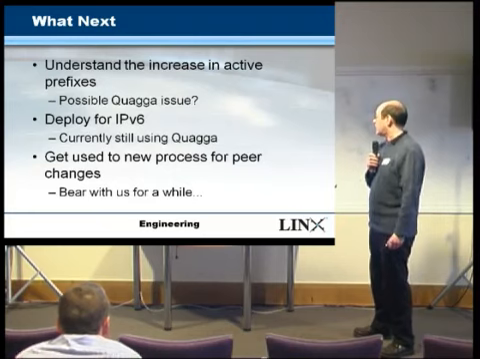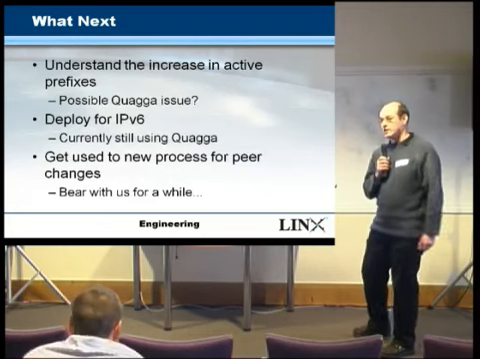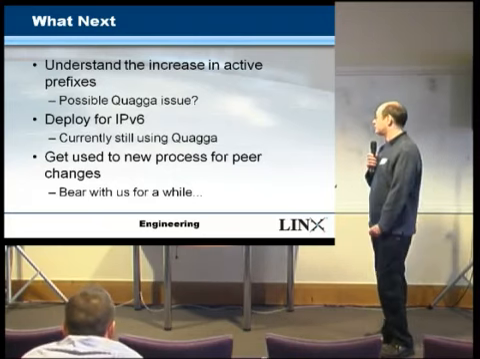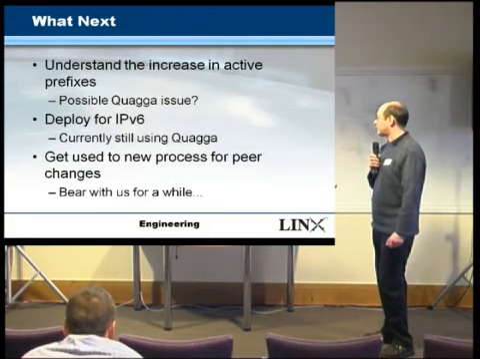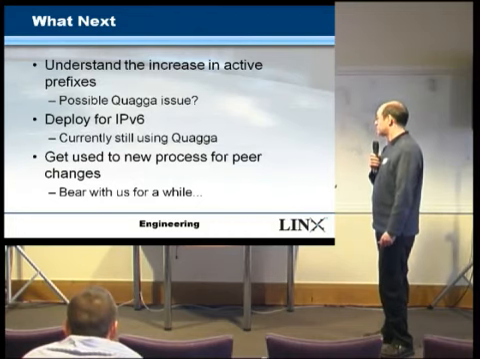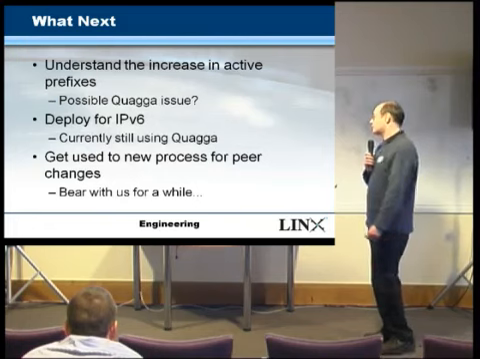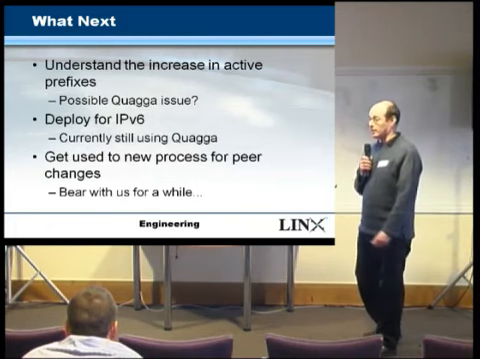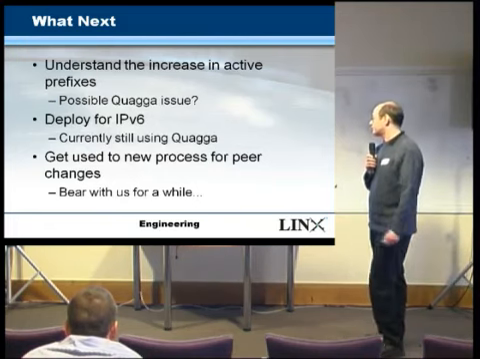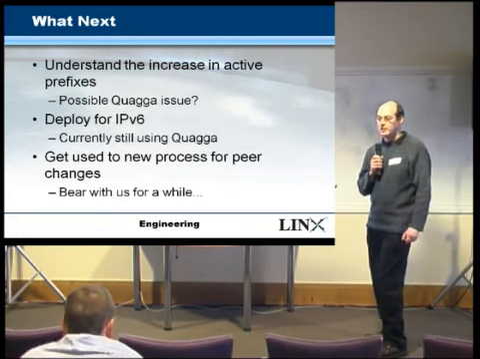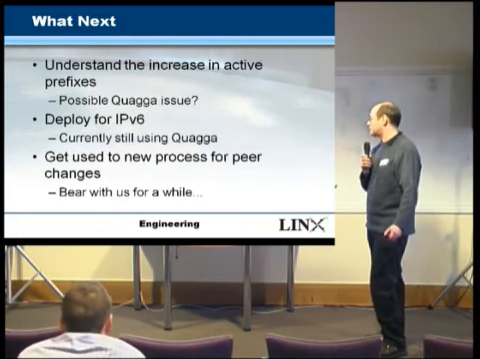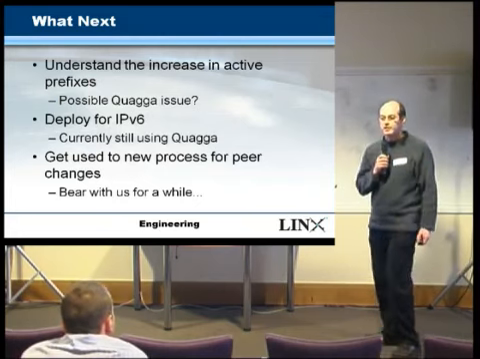So, IPv6, we'd like to get Bird running on IPv6. I believe we need to test a patch for that. Bird works completely differently than Quagga. We haven't really got the internal processes completely down for that yet, so we're a bit slow adding, removing peers, changing stuff. So we're going to be a bit slow responding to things for the moment.